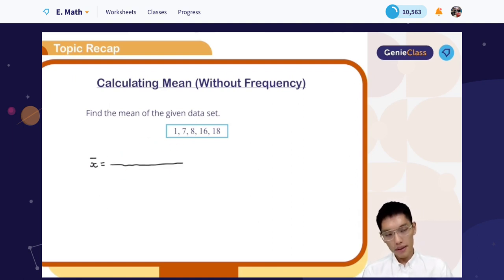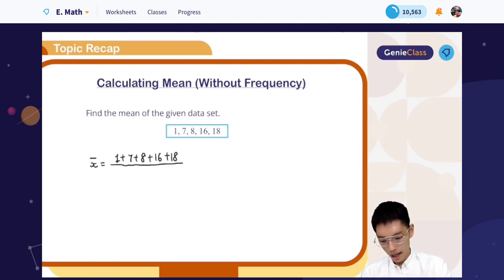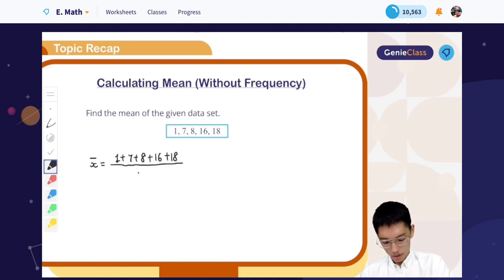Sum of all the data values. These are all my data values. So all I need to do is, very good, Alicia, very good, Denise, you just add up all the numbers. So 1 plus 7 plus 8 plus 16 plus 18. And over here is the number of data values. So there are 1, 2, 3, 4, 5. This is an instance whereby the frequency is not given to you, basically the number of data values, and you can count them easily. So in this case, it's going to be 5.